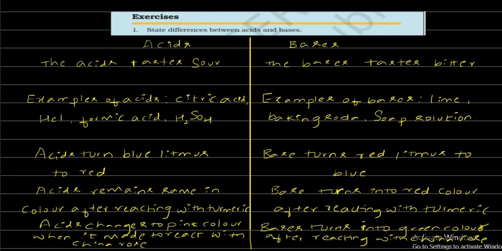You have to mention in terms of points. You have to write 1, 2, 3, 4 and 5. Like this you can give the differences of acids and bases. Next, what is the question they have given?